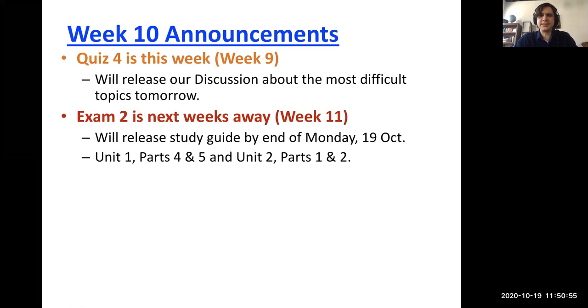I will be releasing the study guide later today. I'm most of the way through creating it, but I want to go through and make sure that you're getting all the material that you need so that you can study for the exam with maximum efficiency. So what will our exam cover? It'll be Unit 1, Parts 4 and 5, so that's light and telescopes. Then Unit 2, Parts 1 and 2, which is all about our solar system, the broad overview of the solar system, what we did last week.